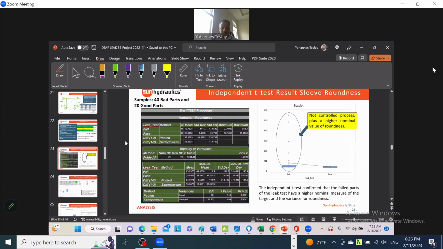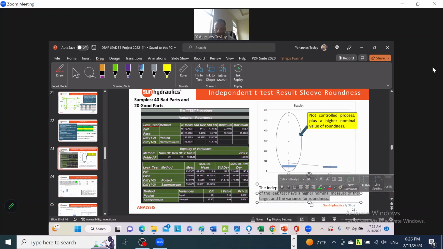And now here, this is an independent t-test. These independent t-tests are of failed parts roundness, and these are pass parts roundness. These are more precise and also low, but this one is imprecise and high with respect to the nominal roundness.